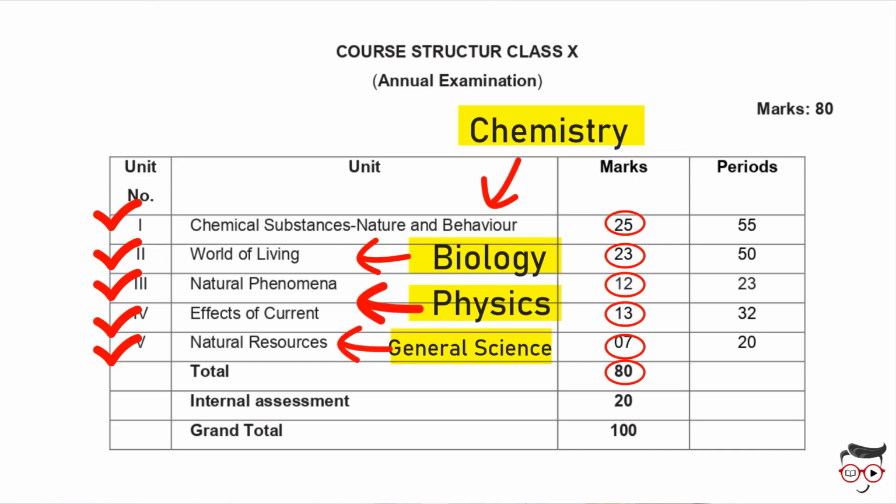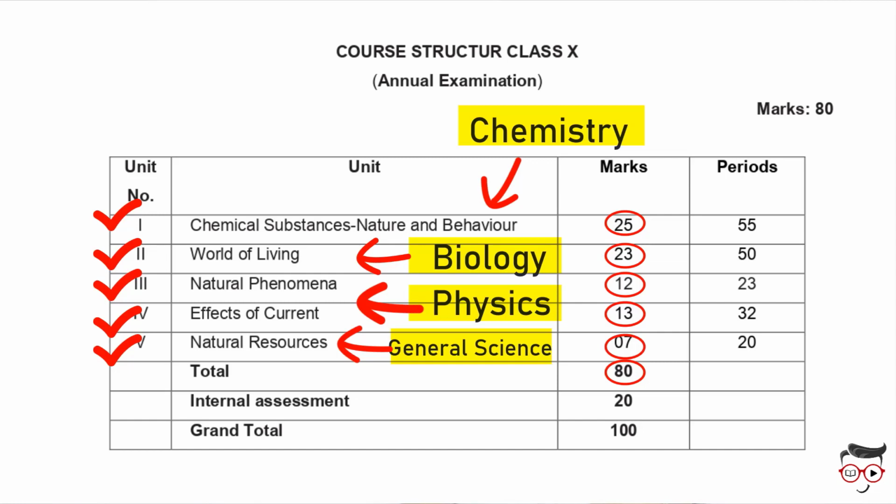If you go through the marking scheme, for chemistry there are 25 marks. For biology, there are 23 marks. For physics, there are again 25 marks. And for general science, there are 7 marks. Hence, you need to give an annual examination for 80 marks. So this is all about the breakdown of units. Now you can know which portion is for physics, which portion is for chemistry, which portion is for biology, and which portion is for general science. And it contains 80 marks.